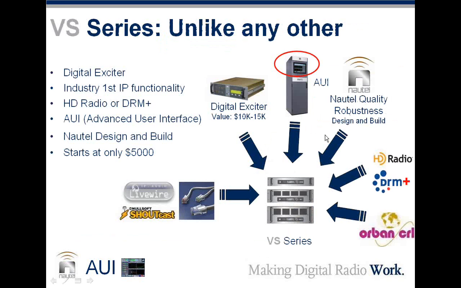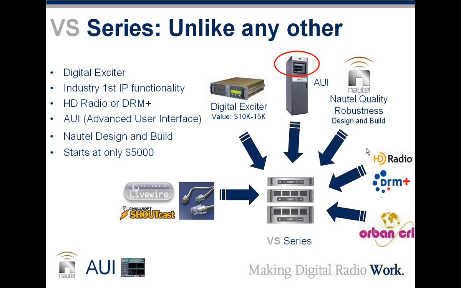The VS series that we're going to talk about now is a series of low-power FM transmitters introduced last year at the NAB show that includes a fully digital exciter and some really unprecedented IP functionality. HD Radio and DRM Plus are compatible. It includes the AUI. It's Nautel, and it's very cost effective with the 300-watt version starting at only $5,000.